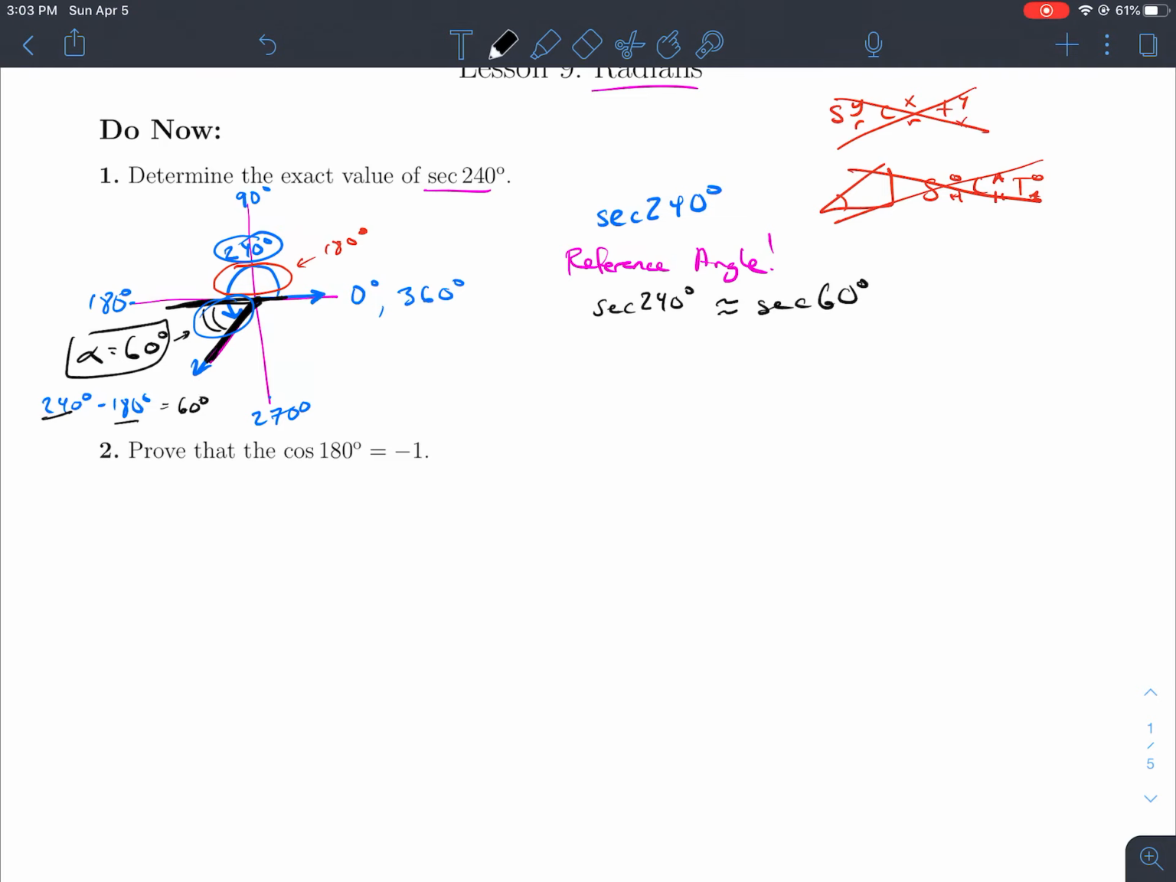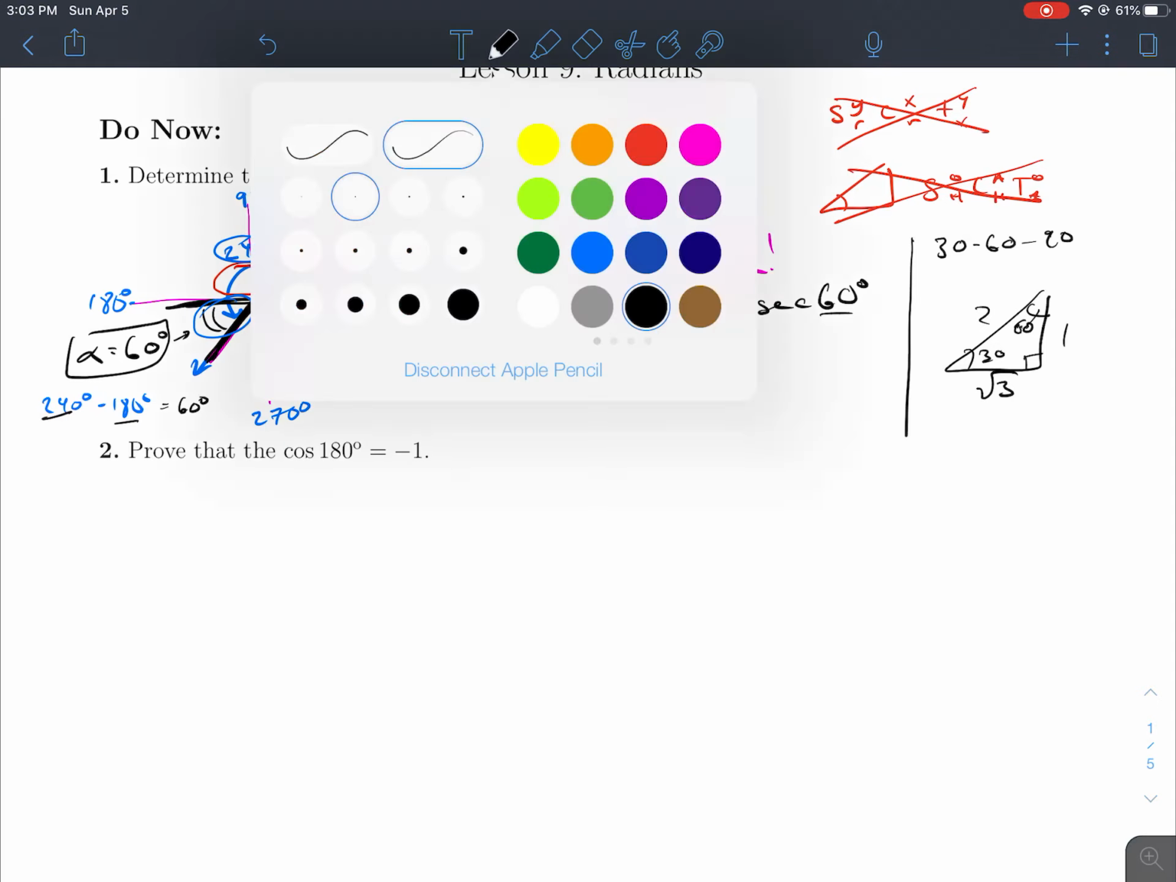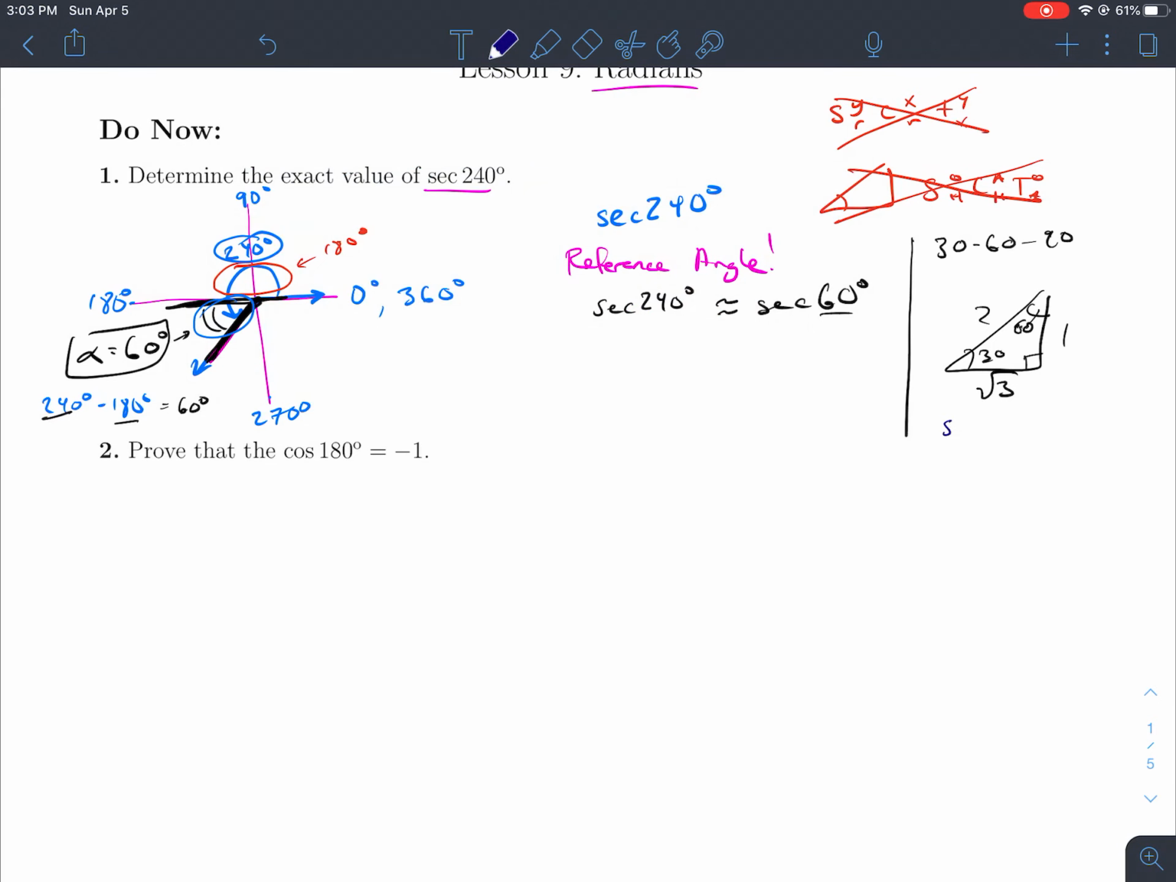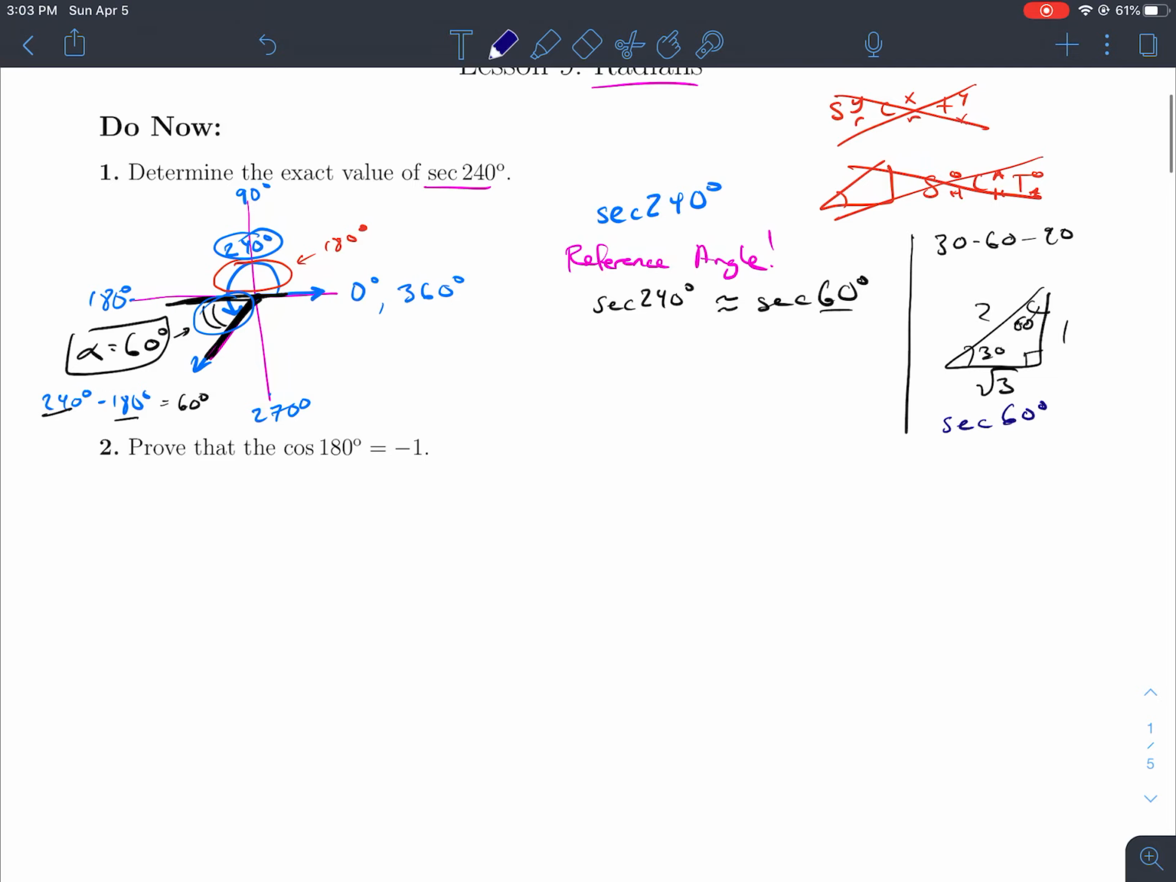But now 60 degrees should ring a bell. That should make you think about your 30, 60, 90 triangle. So 30, 60, 90, 1, 2, square root of 3. Okay, so secant is one of those ones that I don't really have dialed in terms of memorized. So secant of 60 degrees, if you go back to your notes, you'll see it's the reciprocal of cosine. So it's going to be the flip of cosine 60 degrees.